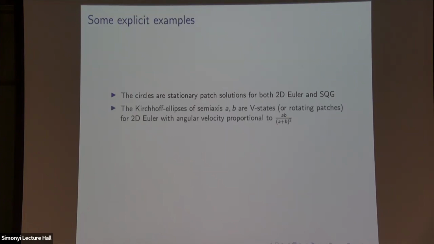If you take an ellipse, then this is not stationary, but this is steady for 2D Euler. So if you substitute the ellipse into Euler's equation, then you get what is now called a V-state, or a rotating patch with uniform rotating velocity proportional to some formula depending on the semi-axes. So A and B are the shortest and longest lengths of the semi-axes, and this is the angular velocity. And this just keeps rotating on and on forever. So that's another class of solutions for which you have global existence in a very particular way. But this doesn't go through for SQG or any element in that family.